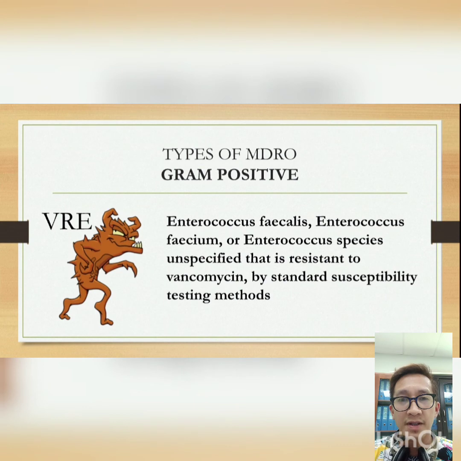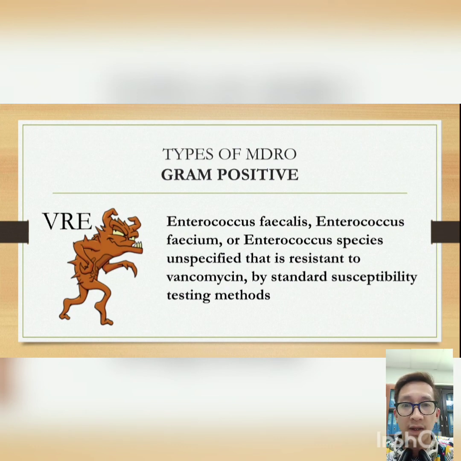Next, under your gram-positive MDRO, we have your VRE, or your vancomycin-resistant enterococci. This includes your Enterococcus faecalis, Enterococcus faecium, or Enterococcus species unspecified that is resistant to vancomycin. Okay? So if the result on the culture is Enterococcus, it could be any of the following species, and it is resistant to vancomycin, then that is VRE.